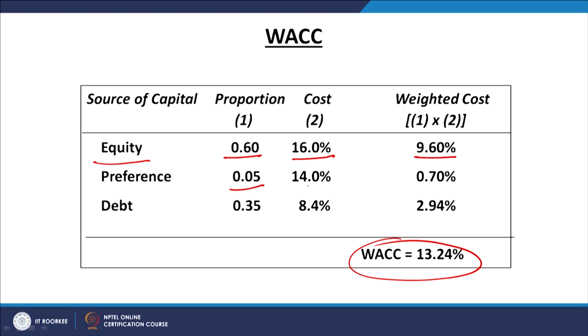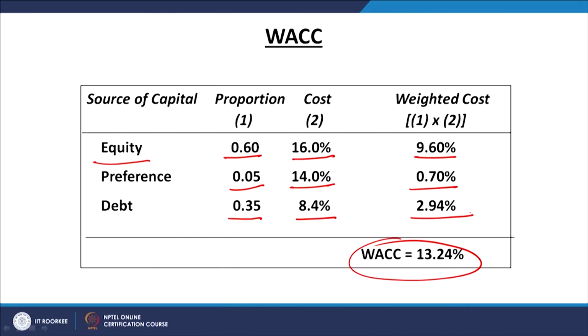For preference, the proportion is 5%, and the cost is the dividend we are going to pay, and this is the weighted cost. For debt, 35% is the proportion, and the effective cost has come down from 12% to 8.4% because of the tax advantage of 30%. So, the weighted cost is this much. Finally, the weighted average cost of capital is 13.24%. The cost of equity is normally very high.